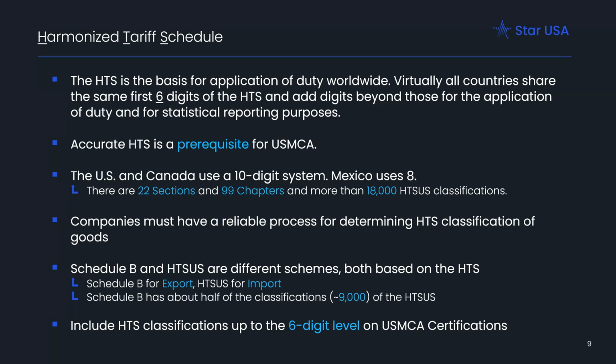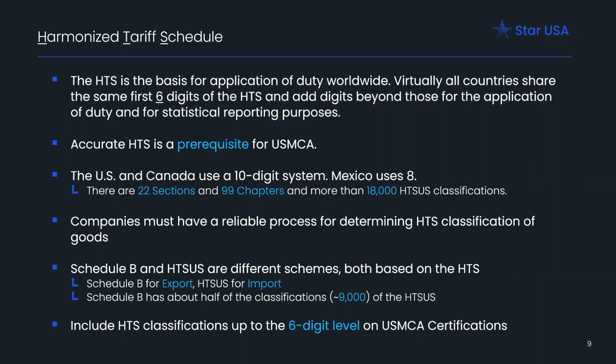Quick note that the Schedule B and the HTS US are different schemes. They are both based on the HTS, the 6 digits, but Schedule B is used for exports while HTS US is used for imports. There's a little bit of nuance to that. I'm not going to get into it, but it's important to recognize that a Schedule B and an HTS US are not the same thing. Schedule B only has about 9,000 classifications, about half of what the HTS US uses.